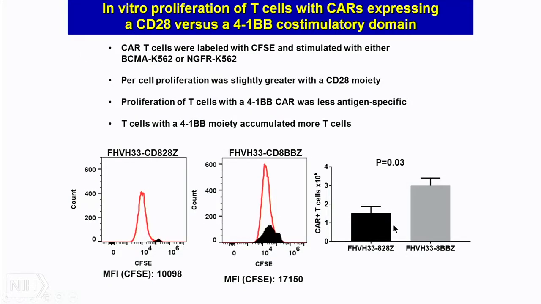They both proliferate, but the number of cells that accumulate, I'm sorry, this is talking about difference in the co-stimulatory domains. We compare 4-1BB to CD28. Basically, we did proliferation assays in vitro where we labeled the cells with a dye called CFSE. We put them in culture with a target cell that expresses BCMA. Then we looked to see how they proliferate. We found that there was no difference in dilution of CFSE, which indicates no difference in proliferation, but there was an increased accumulation of the CARs with 4-1BB.